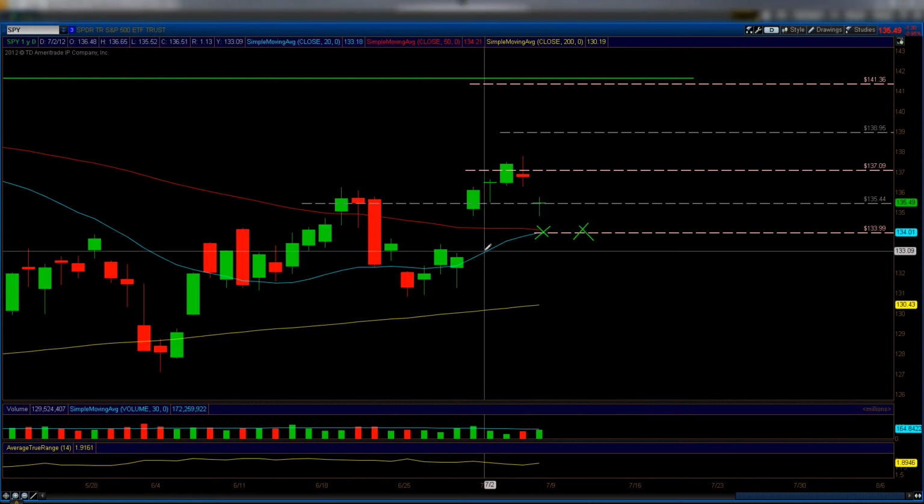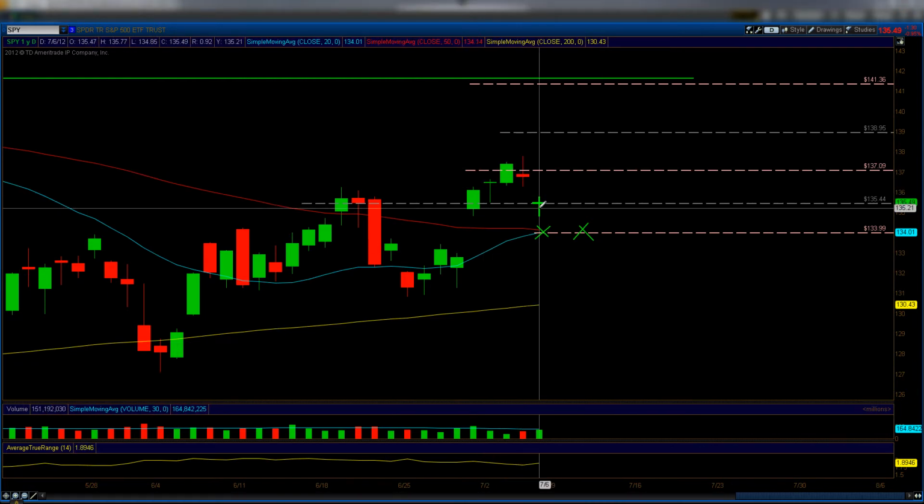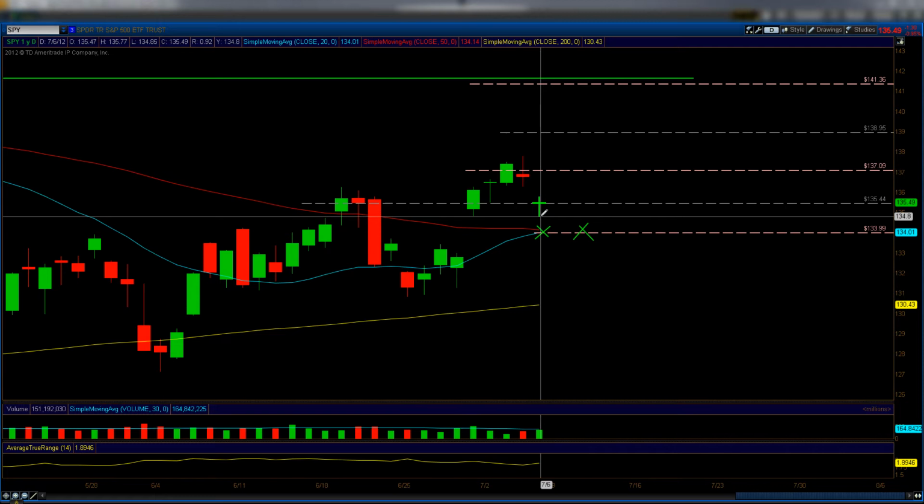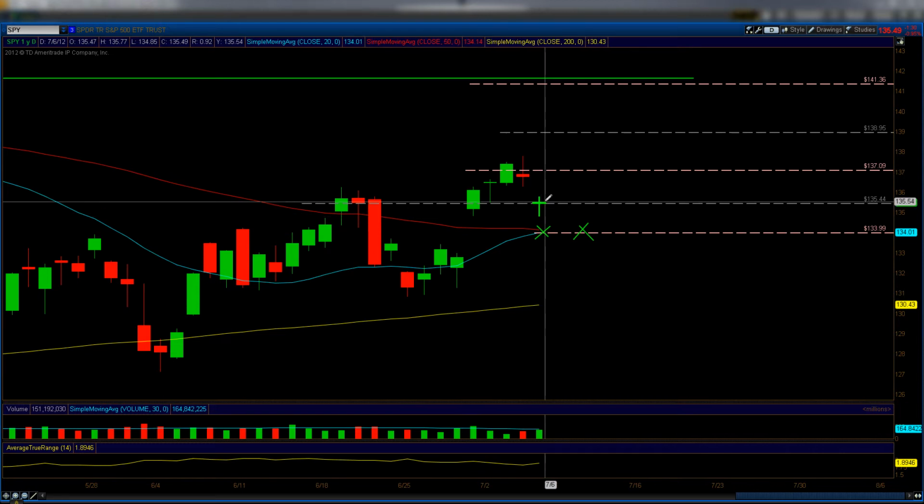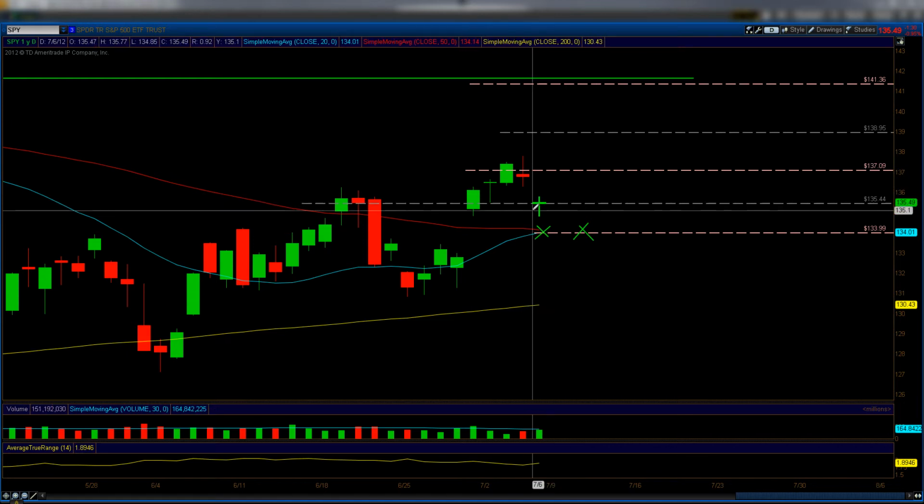Okay. So what happened on Friday again? We came all the way down to the low of 134.85, and we got a bounce, and we created this doji candle here. The open was at 135.47, and the close was 135.49. So it was 2 cents off. So this is pretty much a doji candle.